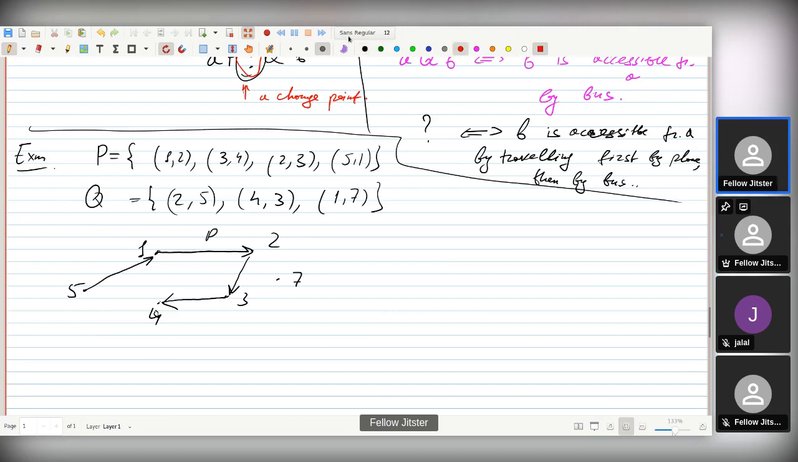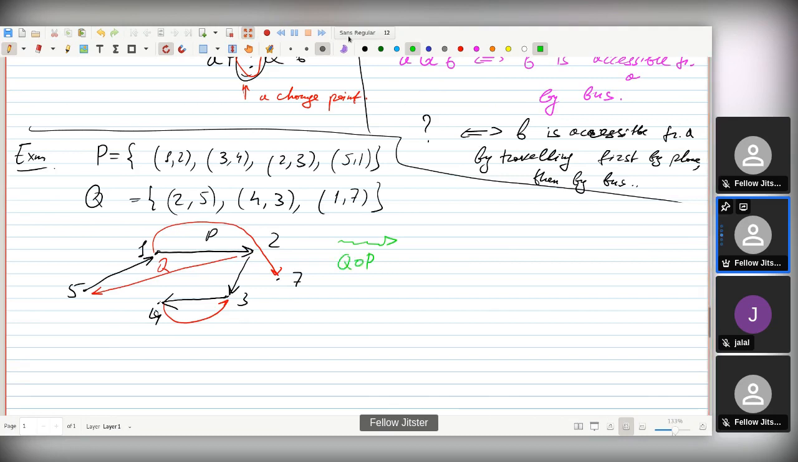Yes. And what about Q? From 2 to 5, from 4 to 3, from 1 to 7. Is it clear? Yes. And now let us use green for composition.